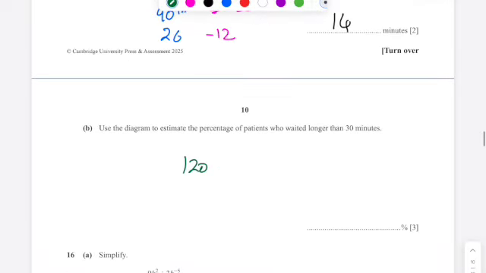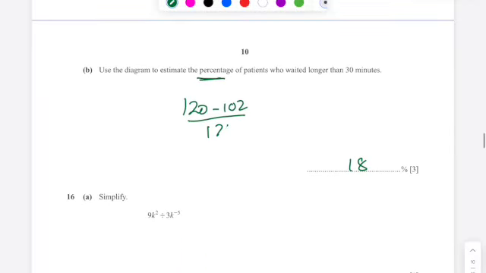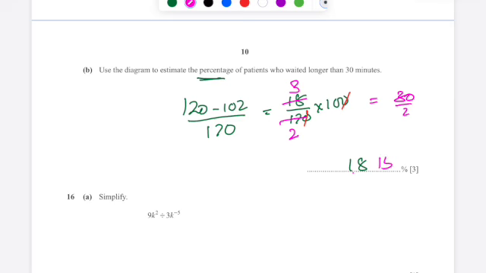So 120 minus 102, 18 people. It is asking as a percentage, 18 out of how many people? 120 people. So 18 upon 120 times 100. So 0, 0 cancels. 6 times 3, 6 times 2. And 30 by 2, which is going to be 15%. So the answer is 15%.